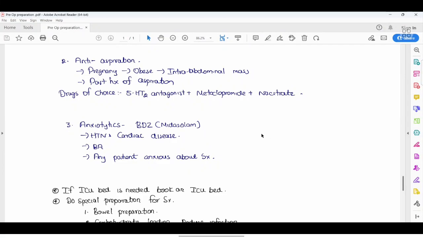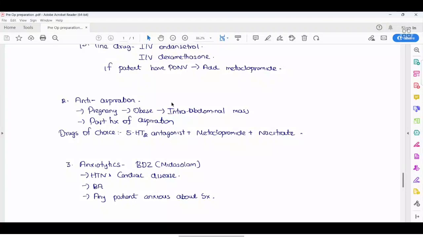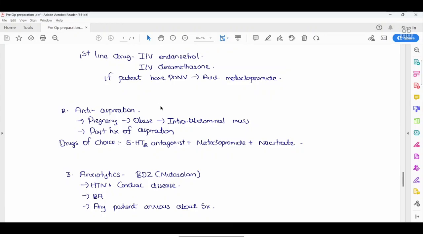And the third one is the anxiolytic. We are using the drug midazolam. It is also not started in every patient. Patients with hypertension, cardiac disease, and those who are anxious about the surgery, usually female and elderly patients, we can start it, because if they get anxious, their blood pressure will be altered during the surgery. That will be a help for the anesthetist, so they prefer starting the anxiolytics.